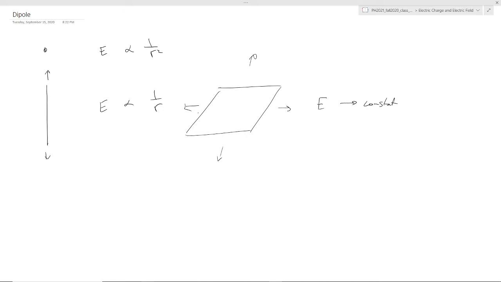And the configuration that I want to add to the mix today is the dipole. So unlike the ones that we've talked about so far, where it's just charge arranged, this is two charges, one positive and one negative. So imagine on the x-axis we have positive and negative charge kind of arranged around the y-axis.